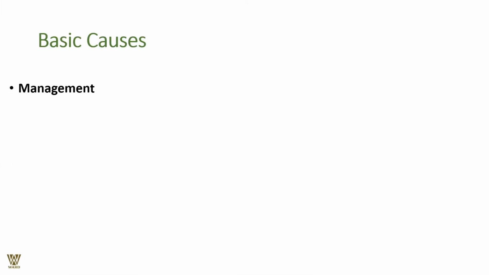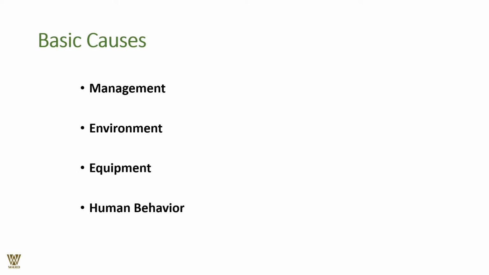So the basic causes, if you look into it, are the management of the areas, the environment, the equipment, and human behavior. Basically, one of the major reasons for any accident is us as human beings, our behaviors, how we perform or how we act, perhaps react at times. So we need to understand the attitude of the top management, the environment that we work around, the equipment that we utilize, and the human behaviors as such.